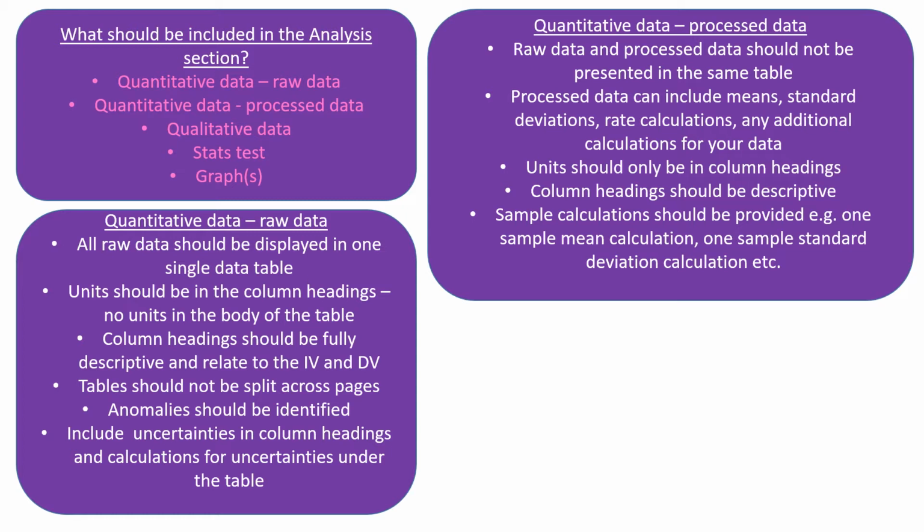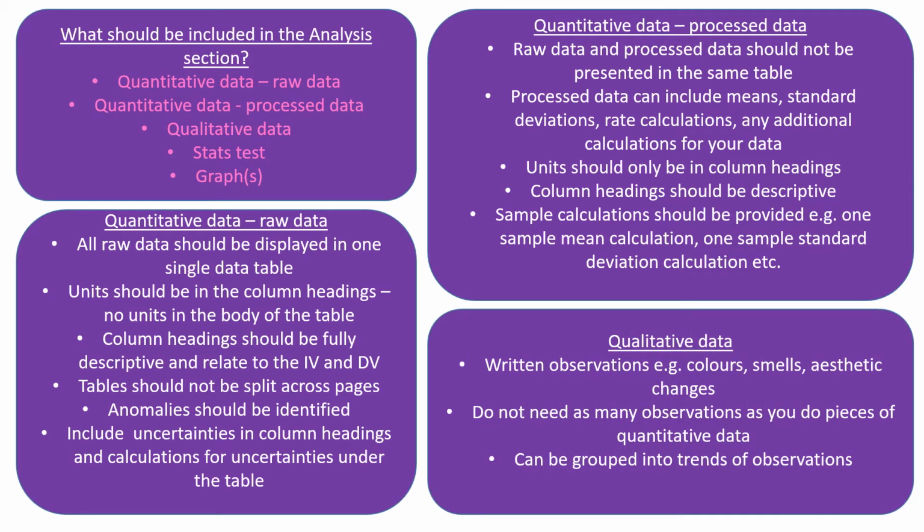In the process data table, this is where you can put your means, standard deviation, and any additional calculations if you've got things like rate. Your process data table should also have units in the column headings and uncertainties if need be. Again, column headings should be descriptive. And then you should also provide sample calculations. So for example, if you have calculated a mean, underneath your process data table, you need a sample mean calculation, you need a sample standard deviation calculation. For standard deviation, you can use Excel if you want to, so you can reference that, but obviously make sure that it's referenced.